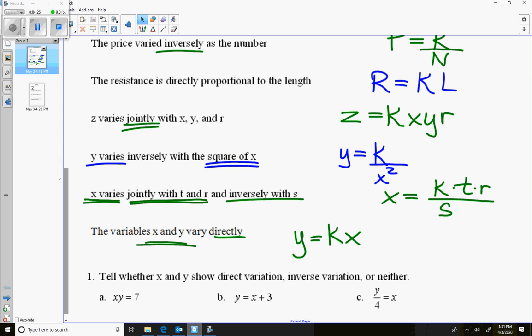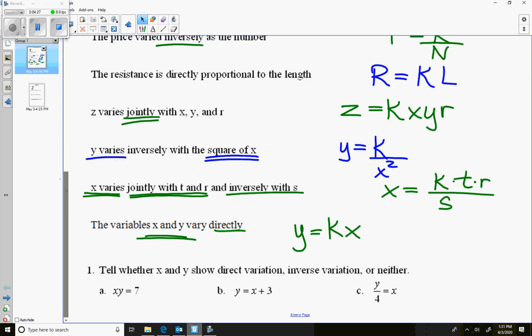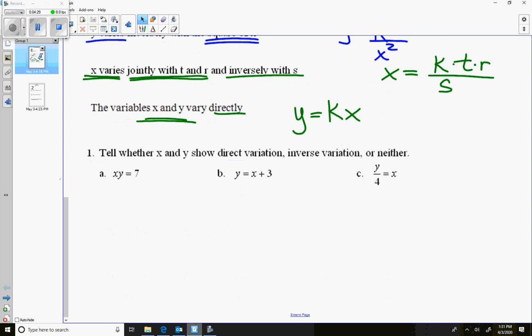All right. Next part. These are not really the questions, but your book kind of likes to just kind of play with it for you to find out. And they write them in a weird way. Tell whether X and Y show direct variation, inverse variation, or neither one of those two things. So if I'm trying to show direct variation, I want it to be Y equals K times X. If it's inverse variation, I want it to be Y equals K divided by X.